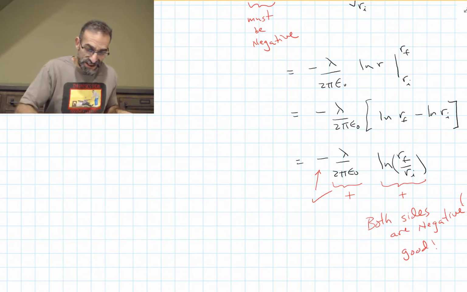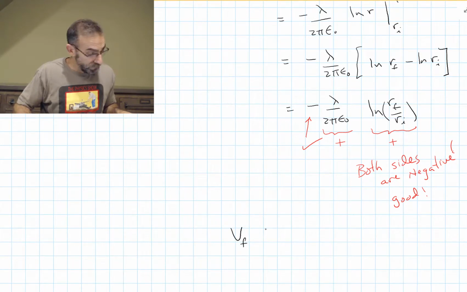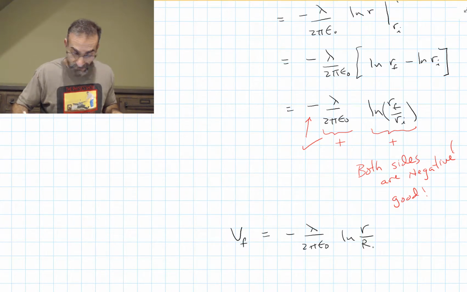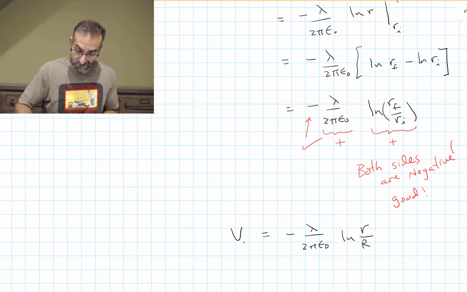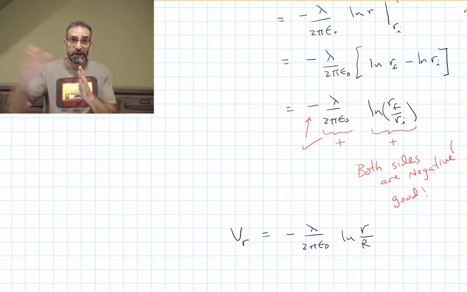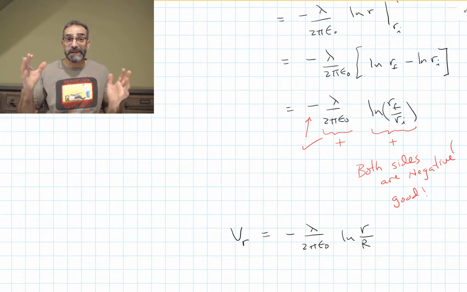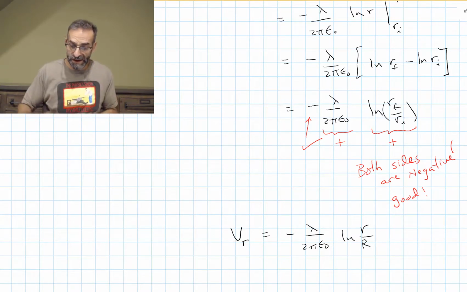Okay, so what is our initial? That's just the radius of our cylinder. So I've got my V final is going to equal negative lambda over 2 pi epsilon naught. And I'm just going to call it V at any r. V at any r is equal to this value, and r can be anything from capital R to infinity. Now let's find the electric potential inside of our cylinder.